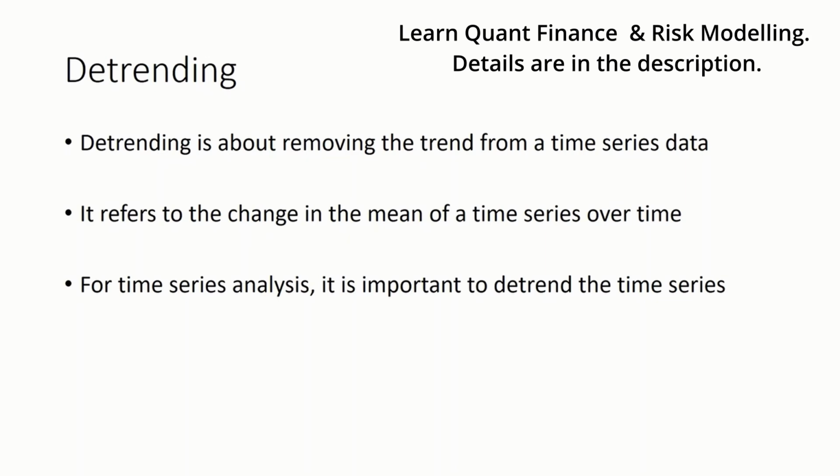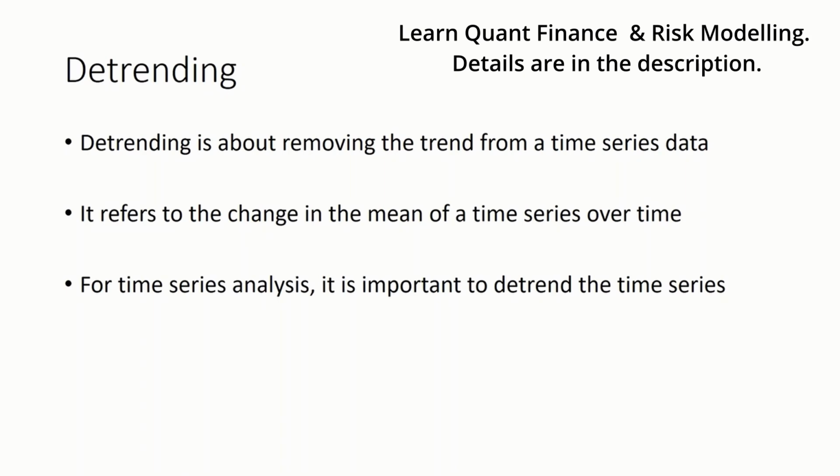If you're familiar with time series data, I'm sure you're familiar with what a trend is, right? In most cases, you will see that the time series data has some trend. So what do we mean by removing the trend? Well, in layman's language, trend refers to the change in the mean of a time series over time. That's what we call a trend, and if you remove that from the time series, then we call that detrending. So for time series modeling, it's important to get rid of the trend. So how can we do that?